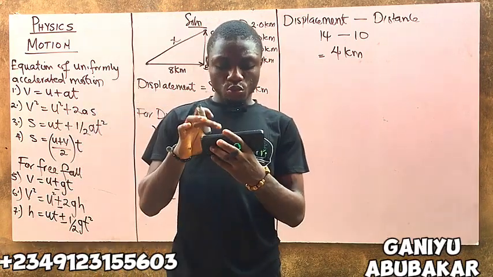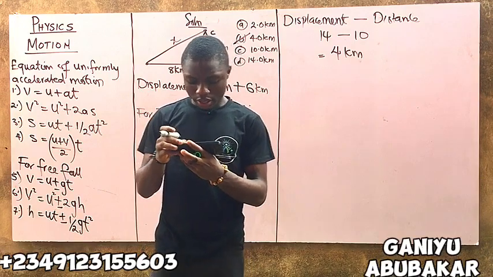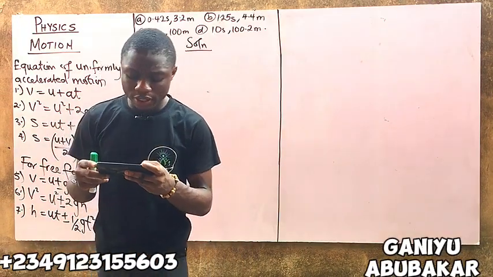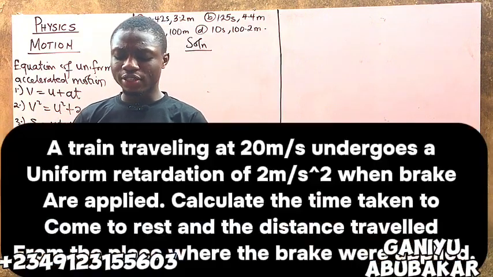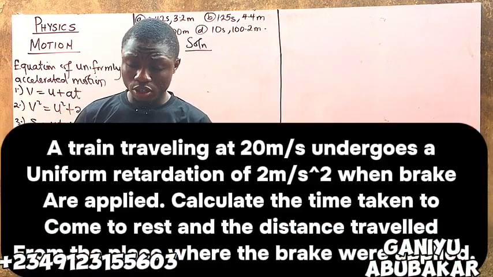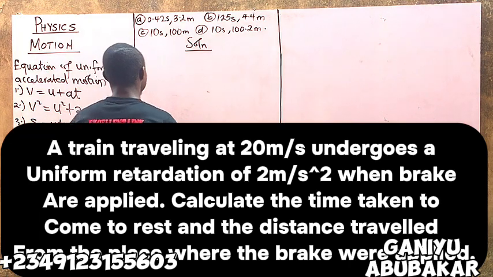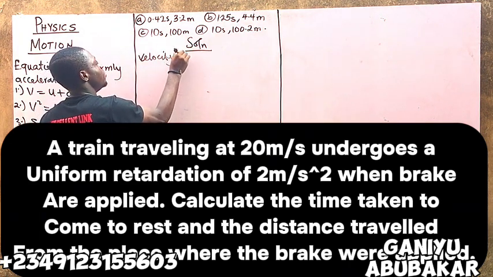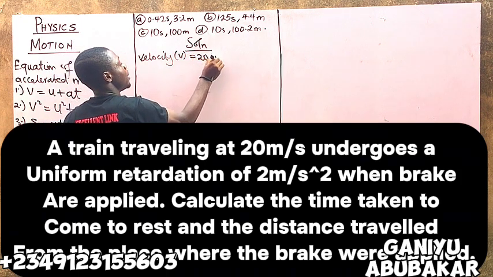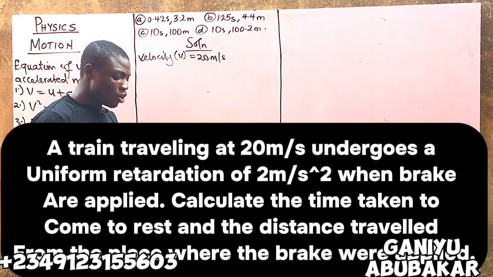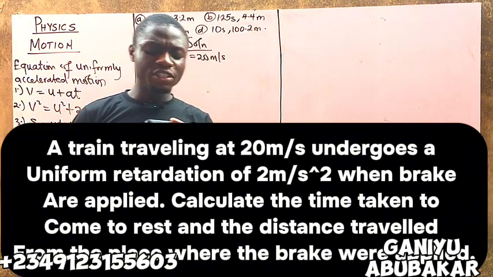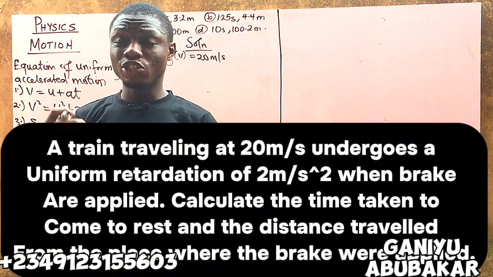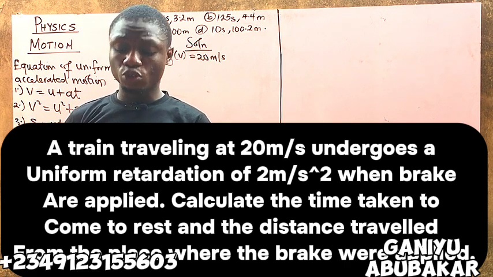All right, let's do one more example, right? Example 4 says a train travels at 20 meters per second. So that's the velocity there, that's V, 20 meters per second, right, undergoes a uniform retardation of 2 meters per second squared. That's what retardation is, negative acceleration of 2 meters per second squared.